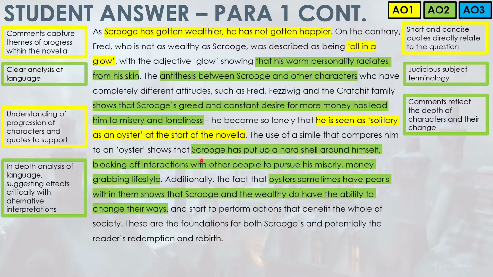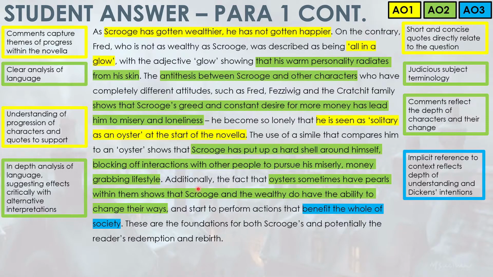So when it talks about Scrooge's hard shell, blocking off interactions from other people to pursue his miserly money-grabbing lifestyle. And here, the fact that oysters have pearls within them, showing that Scrooge and the wealthy do have the ability to change their ways. This is a very nice little alternative interpretation, and that's going to push this person higher up the mark scheme because this analysis is becoming much more in-depth. Not only have they used the quote and said what it suggests about Scrooge, but it's having a look in more detail at the representation, the symbolism, all of those things.